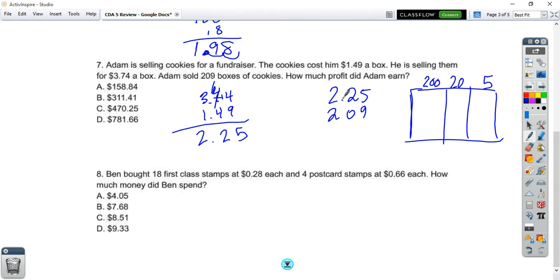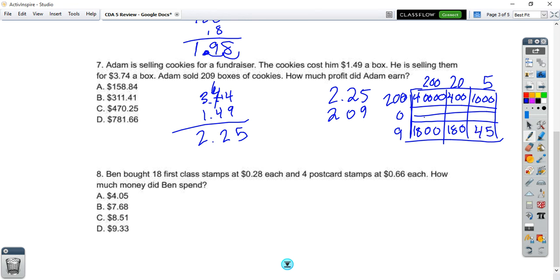225. Remember when I do this, I ignore the decimal. And I have 200, 0, and 9. 200 times 200 is 4 with 1, 2, 3, 4 zeros. So 1, 2, 3, 4. 200 times 20 is 4 with 1, 2, 3. 200 times 5 is 10 with 2 zeros. This is all zeros. Cross it out. 200 times 9 is 18 with 2 zeros. 9 times 2 is 18 with a 0. 9 times 5 is 45.